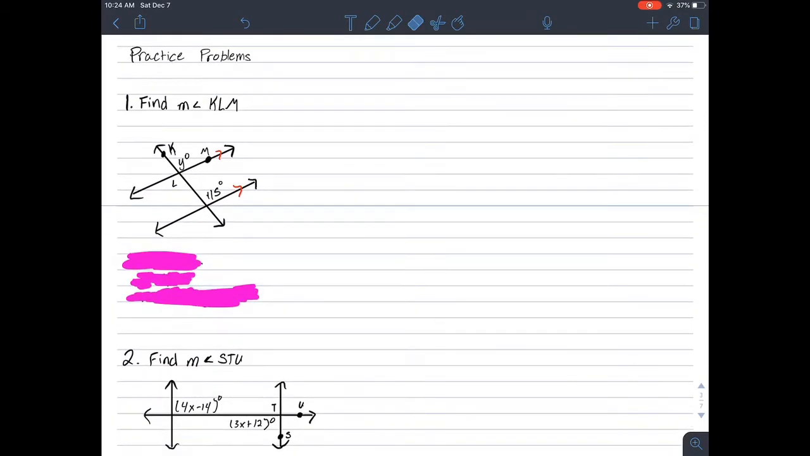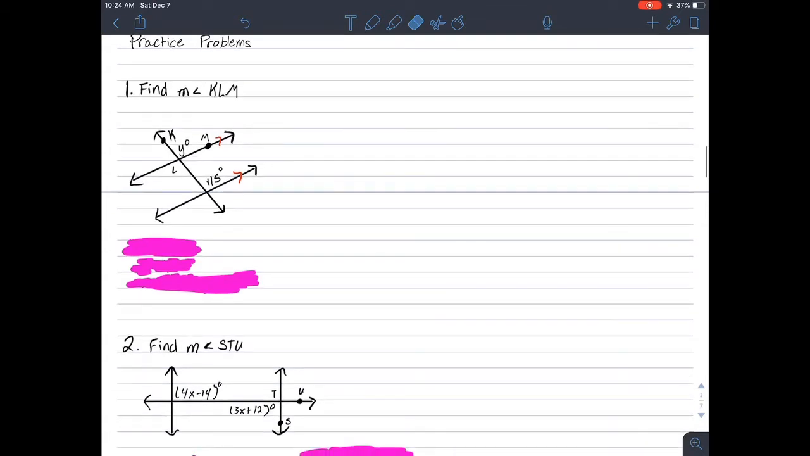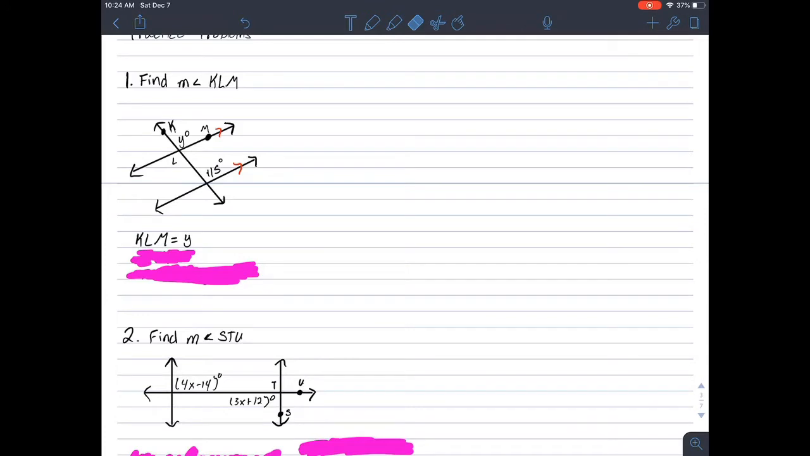Here are some practice problems. We need to find the measurement of angle KLM. We know that KLM equals y. We know that y equals 115 degrees according to the corresponding angles postulate.